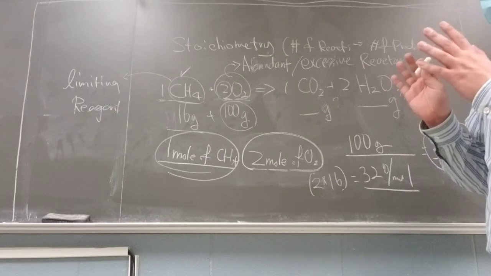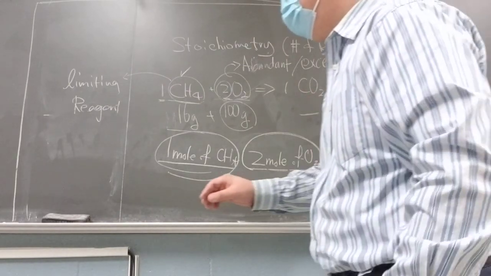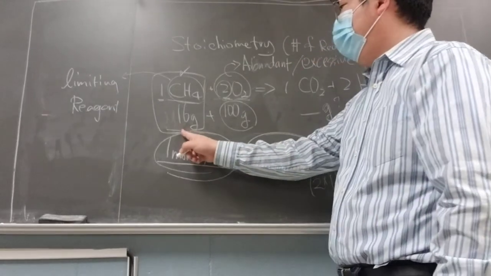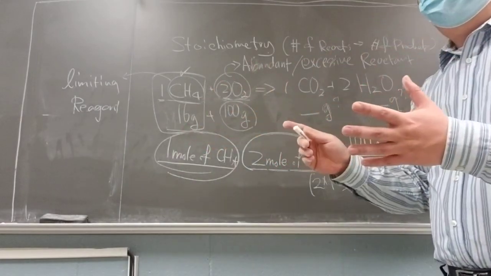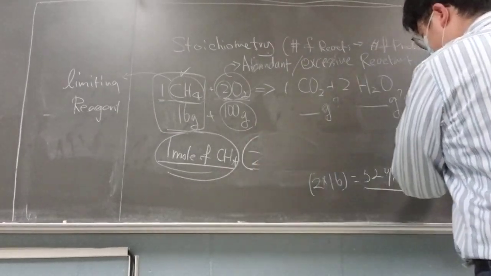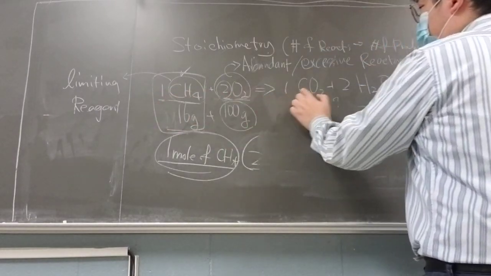And then whenever you're looking for how many grams of these two are made, you only need to use the one in the limiting reagent, because this is the one we know will be 100% used. So now we're done with this one. But now we're going to compare this number to this one and this one.